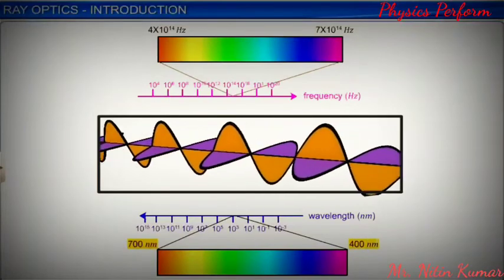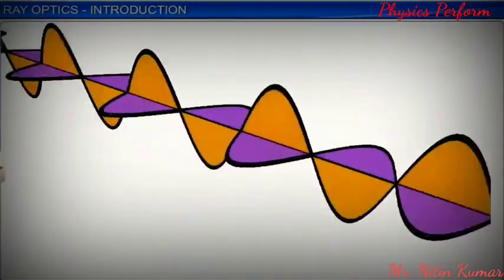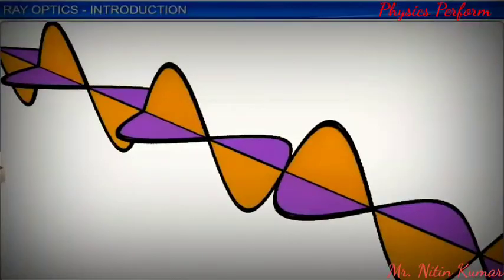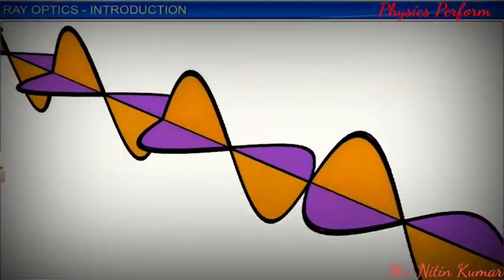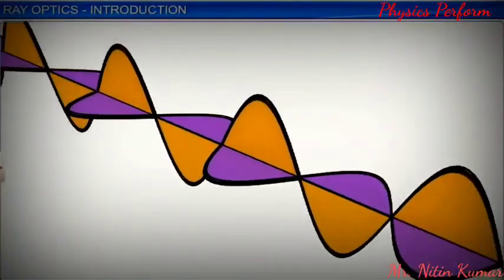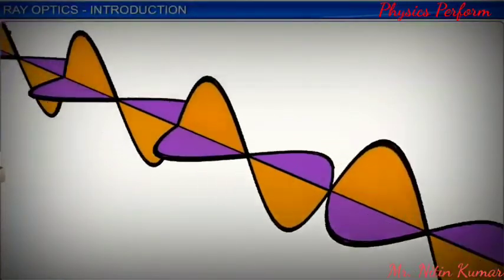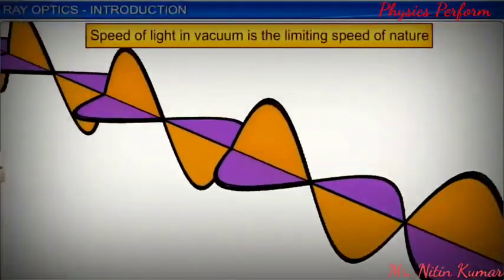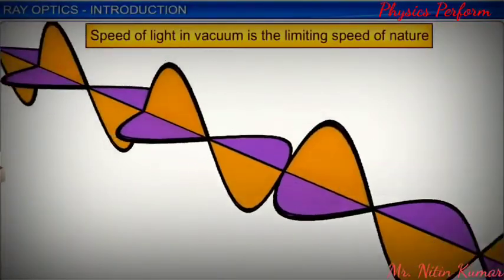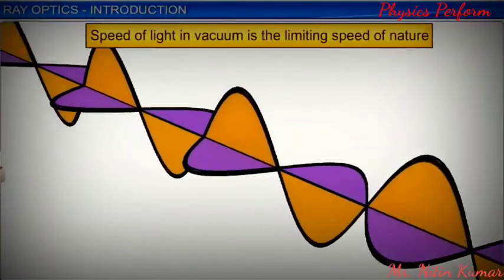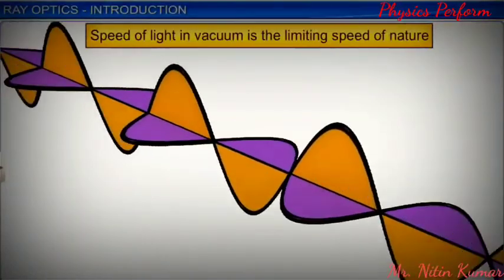In terms of wavelength, the range of visible light is 700 nanometer to 400 nanometer. All electromagnetic waves, including light waves, travel in vacuum with an approximate speed of 3 into 10 to the power of 8 meter per second. This, in fact, is the limiting speed of nature. That is, in a vacuum, no other wave or particle can travel with a speed that is greater than the speed of light.